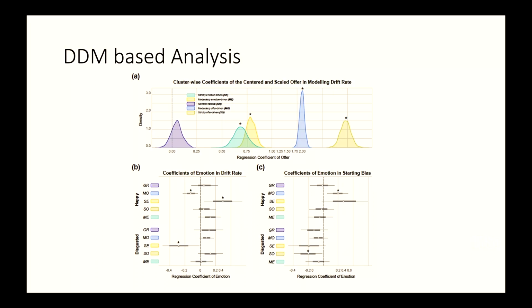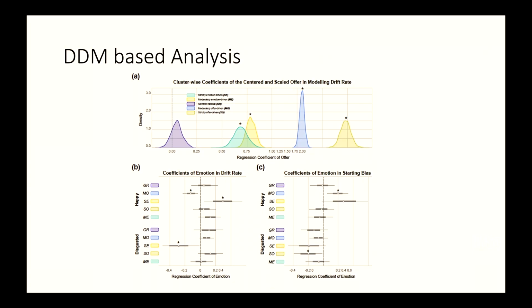So, in the drift rate there is also a coefficient of emotion that we can see. What we see is the coefficient of emotion is only significant for the strictly emotion groups and not for others. So, emotion plays an effect only for the groups that we have selected which are driven by emotion, not for the other clusters. Okay. And we saw no effect of emotion in the starting bias. So, we actually see no evidence.